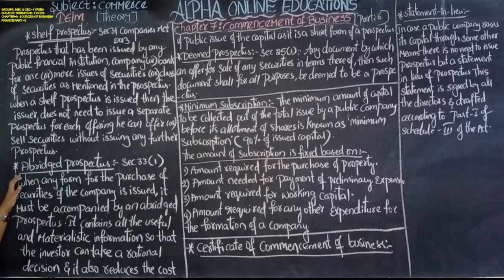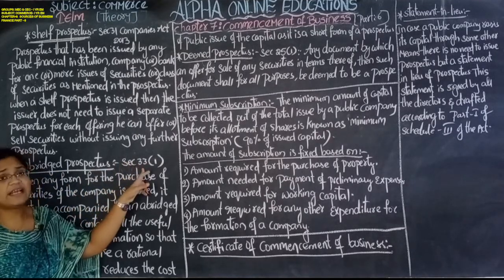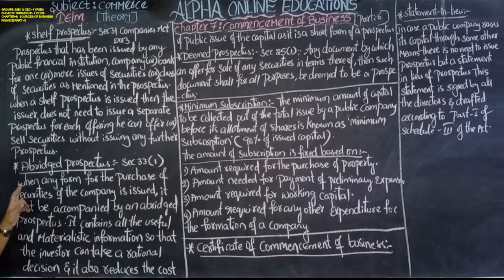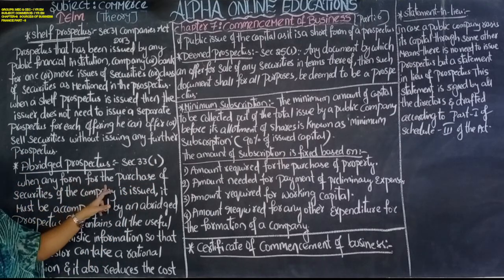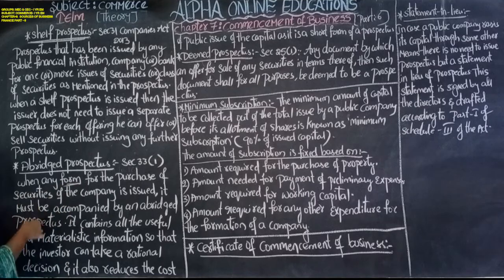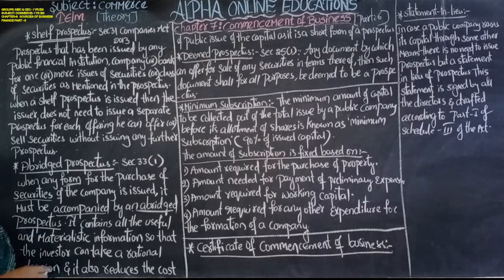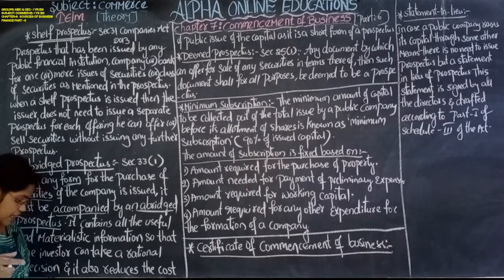Okay. So abridged prospectus means shortening the prospectus, according to Section 33 subsection 1. What is it saying? When any form for the purchase of securities of the company is issued, if any form is issued in order to purchase the securities of one particular company, it must be accompanied by an abridged prospectus. When a form is issued for the purchase of securities, the prospectus will be shortened. It will be reduced, it will be short.